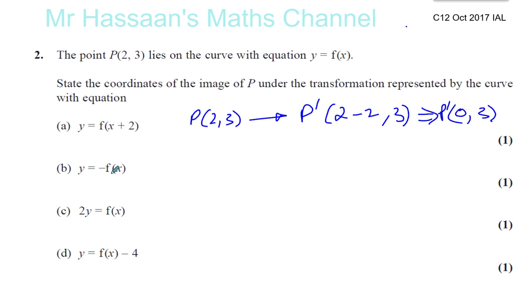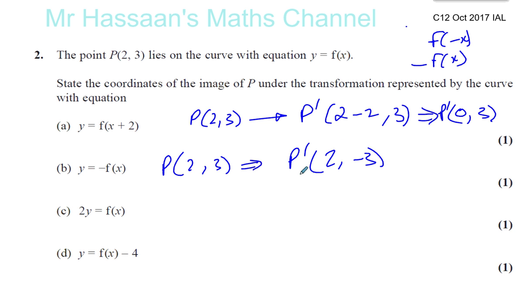Question 2, part B. Again, this time it's outside the function. There's a difference between this and this. This is where the whole function is minus. Here you've replaced the x inside the function with minus x. So you've got to take the original coordinate. Now it's outside the function, it's got some association with the y coordinate. So here the y coordinate will change its sign, and the x coordinate will stay as it is. So you're going to have (2, minus 3). That will cause a reflection in the x-axis. It will move vertically. The y coordinate is what changes its sign. The x coordinate stays as it is.